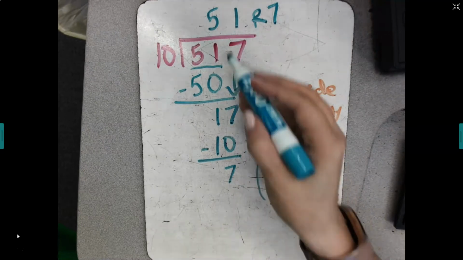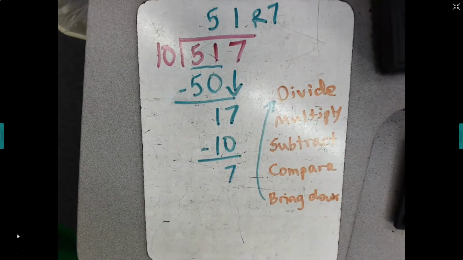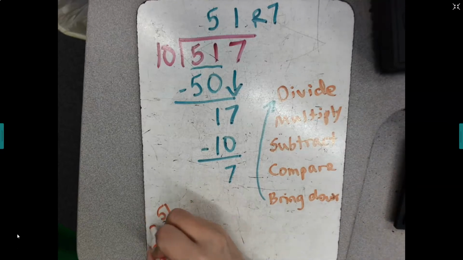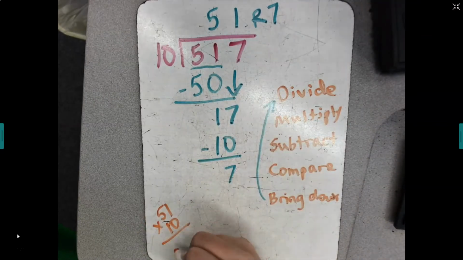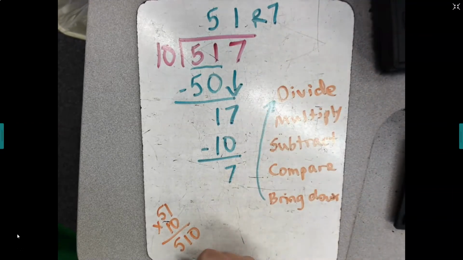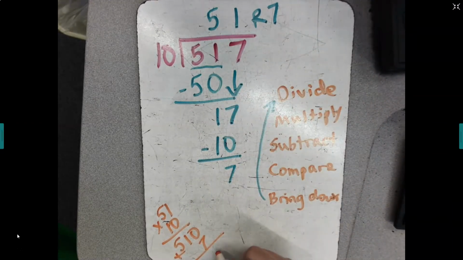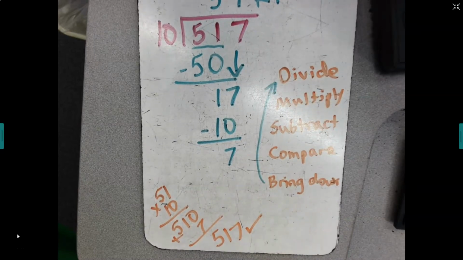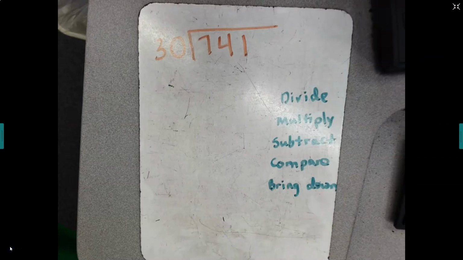Okay, so to double check my answer, I can multiply 51 times 10, which is going to give me 510, and then I add my 7 to get 517, okay? That's how I check that answer. All right, let's do another one.